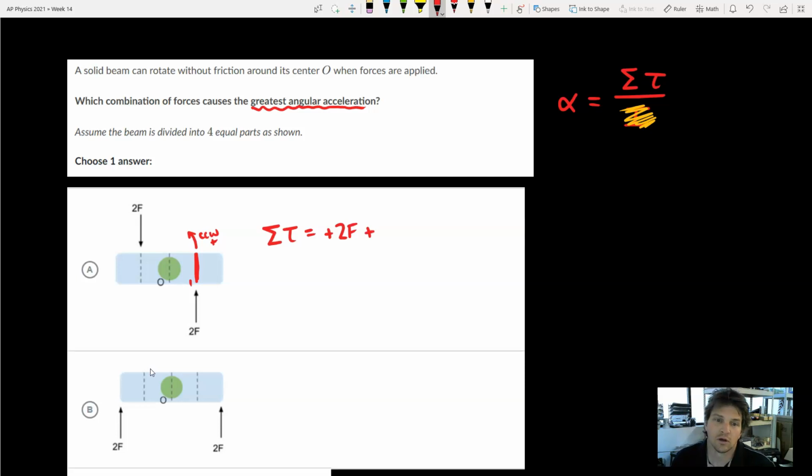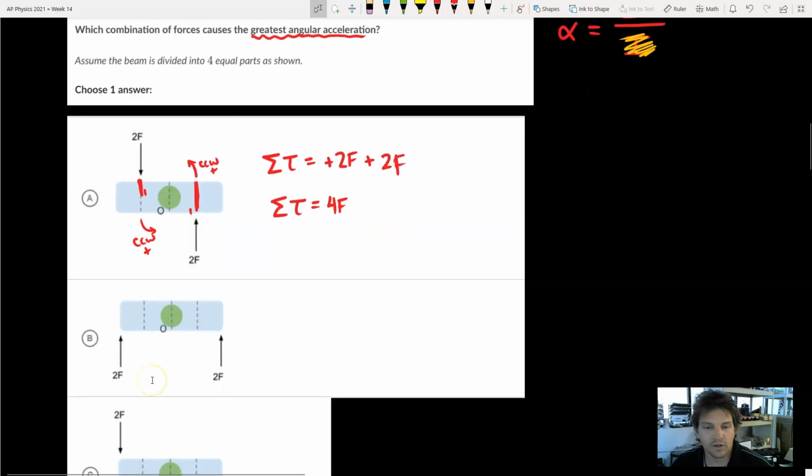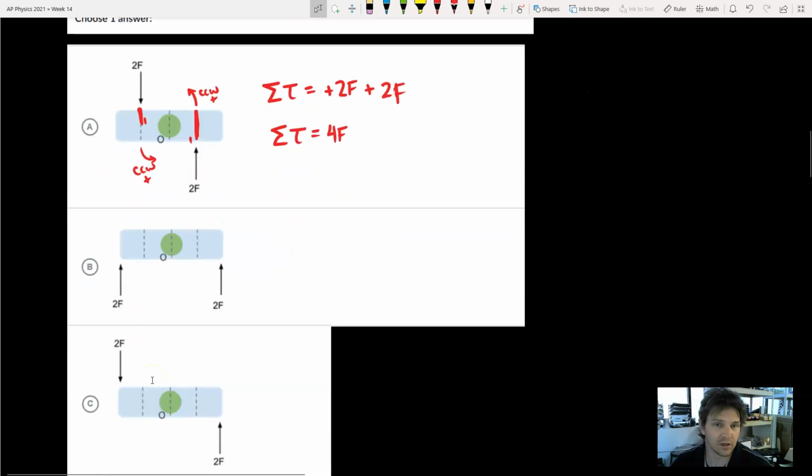Plus, this is also making this rotate counterclockwise. So this is also a positive torque. And this is also 2F times a distance of 1 from the axis of rotation. So 2F times 1, 2F. So the net torque here is 4F. Okay? We can do that for all of these and see which one ends up with the biggest torque, right?